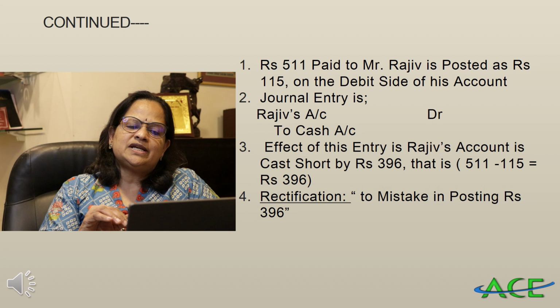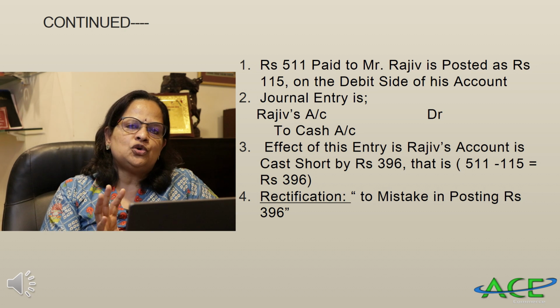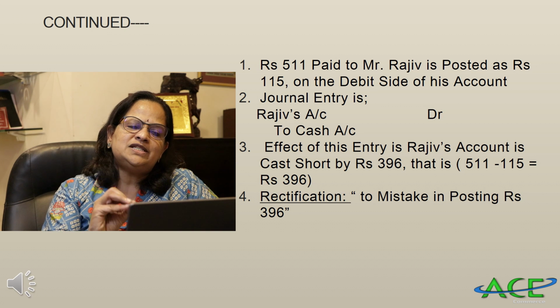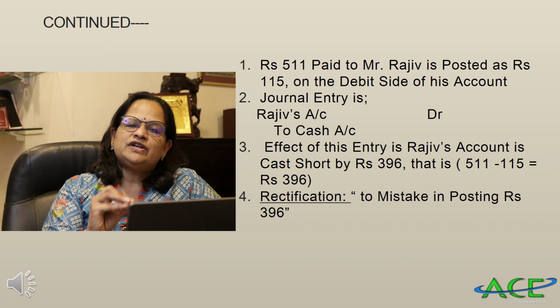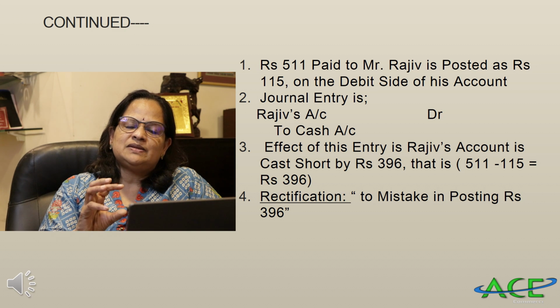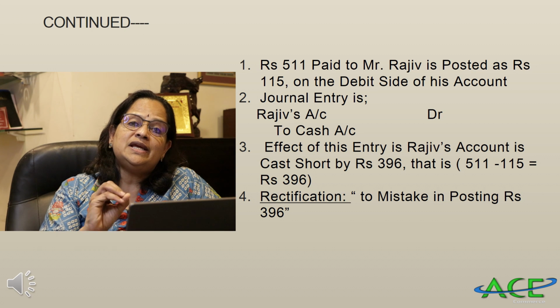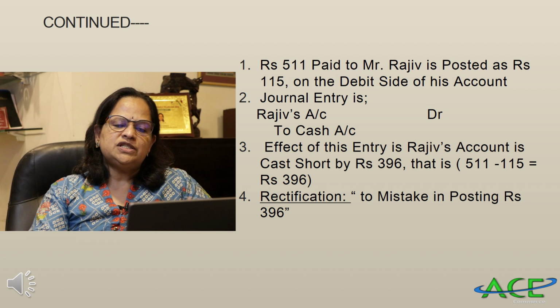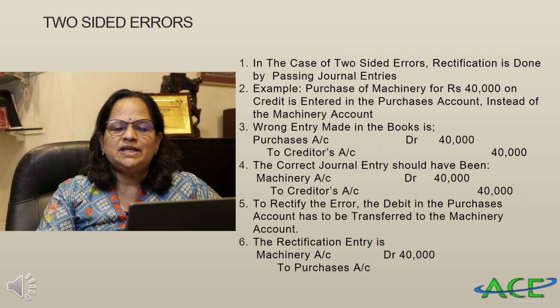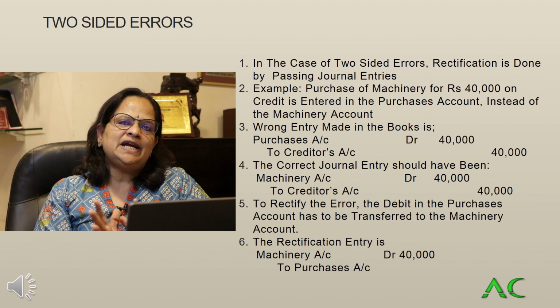But the effect of this entry is on Rajiv's account. Both the values are entered, but the value is wrong. Instead of 511, we entered 115. So the effect of this entry is that Rajiv's account is short by 396, that is 511 minus 115, 396. So the rectification is "mistake in posting rupees 396." So this is how we rectify the one-sided errors.